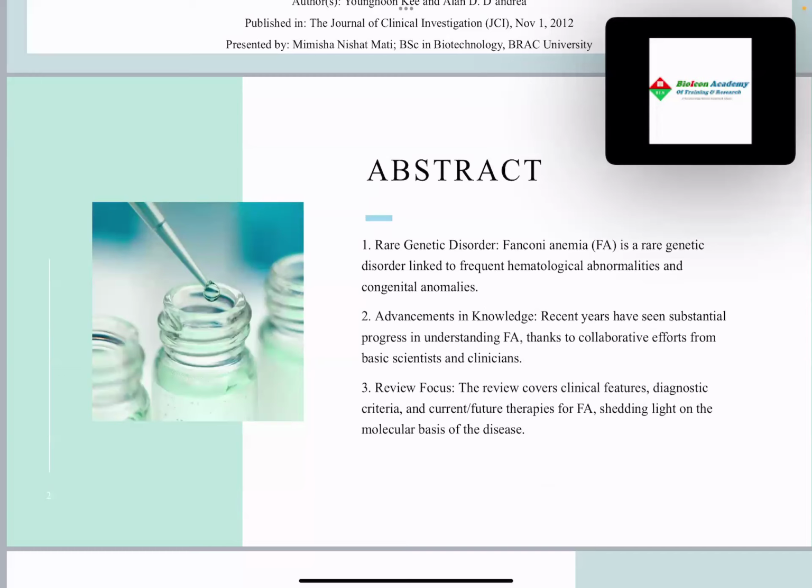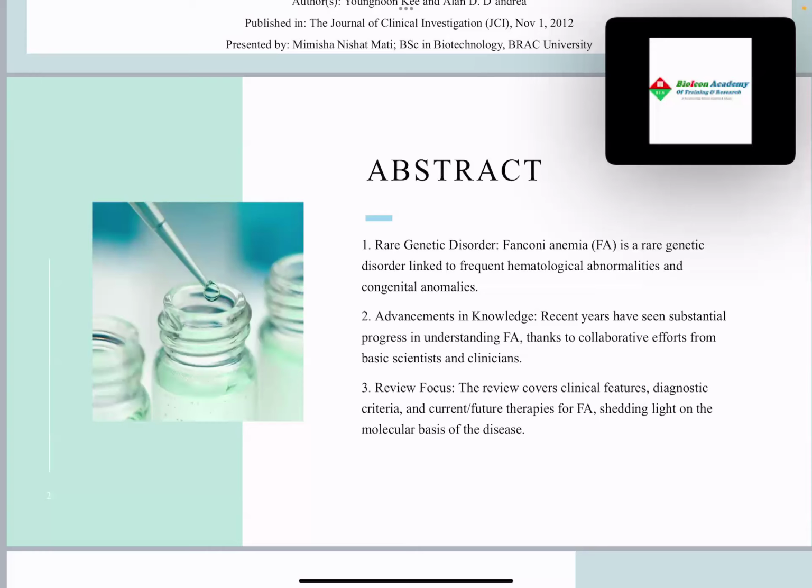So what are hematological abnormalities? Hematological abnormalities basically involve the blood and include problems with red blood cells, white blood cells, platelets, bone marrow, lymph nodes, and spleen. And congenital anomalies basically refer to birth defects. This disorder is actually a condition of prenatal origin that is present at birth, potentially impacting an infant's health, development, and maybe their survival as well.